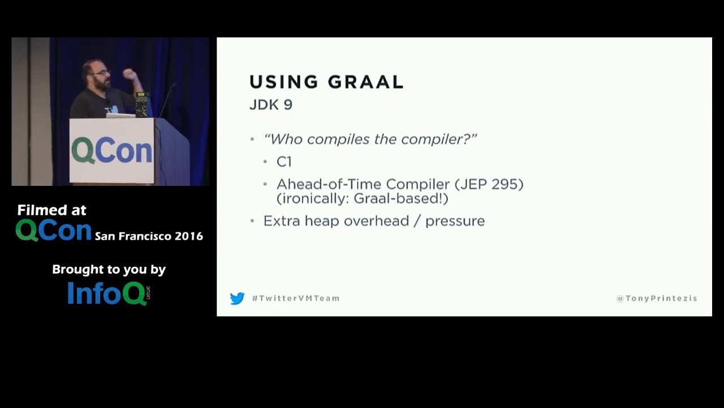Something to note, though, is that there is some extra heap overhead and pressure if you're using Graal. Why? Because it's just a Java application, right? So it will create data structures in the heap, and it does have some state that it maintains between compilations. So there will be some extra overhead in the heap, and you have to take it into account when you size your heap.